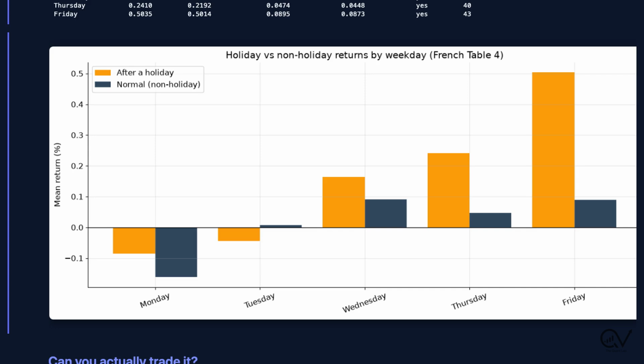Do note the sample sizes in the last column. We are down to somewhere between 30 and 80 observations per day here, so these means are noisy. But the sign pattern is exactly right across all 5 days, and that is what carries the argument.